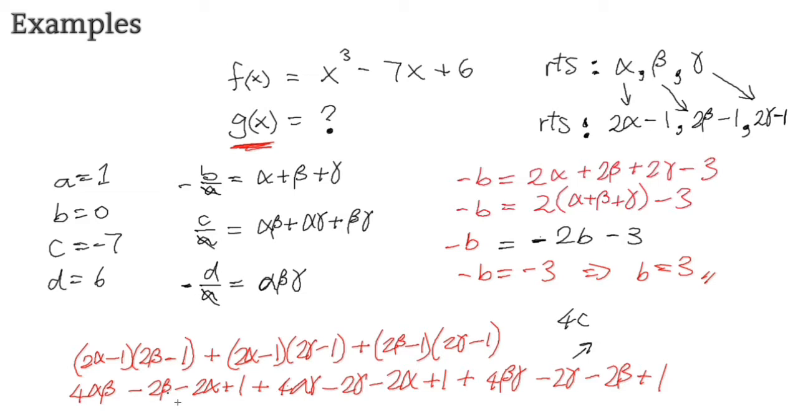Then we have 2 plus 2 minus 4, take 4 lots of alpha plus beta plus gamma, which is minus b. Then we have 3 ones, so plus 3. So we have these, and that would equal C. So 4 lots of minus 7, 0, plus 3, so minus 28 add 3 is minus 25, so C equals minus 25. So this one is a bit more complicated.